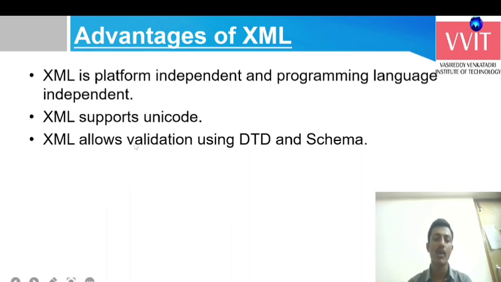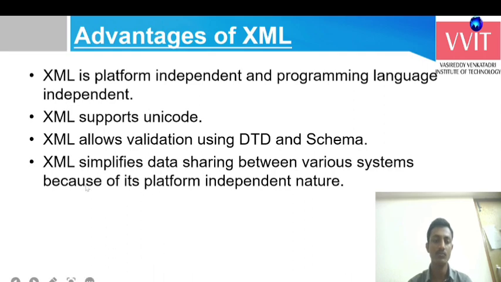XML allows validation using DTD and schema. The XML file we write, we can validate using DTD. Here DTD means document type definition. This validates the XML file if it is correct or wrong. XML simplifies data sharing between various systems because of its platform independent nature. As XML is platform independent, we can share data between two systems easily.